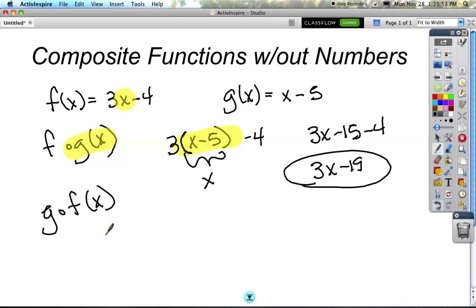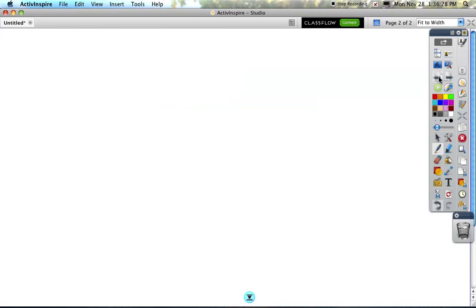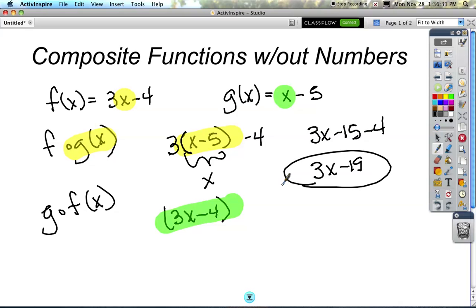Now, which one am I starting with this time? The f. So I'm starting with 3x minus 4, and I like to put it in parentheses so that visually I see it as one thing. That really helps. Now, this is going into the g. Let me change my colors here. So 3x minus 4 is now going right there. Okay? Oops, I tried to move up so you could see it, but it scrolled off.